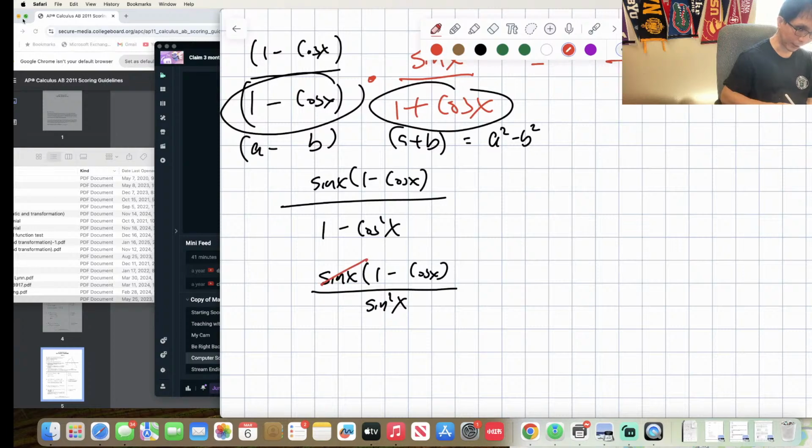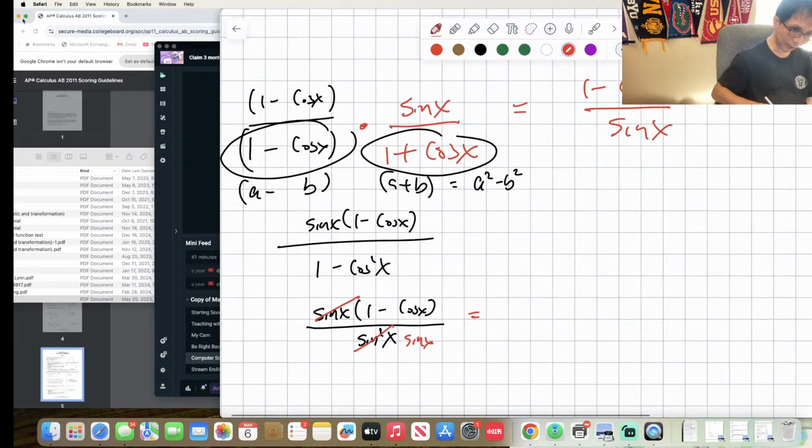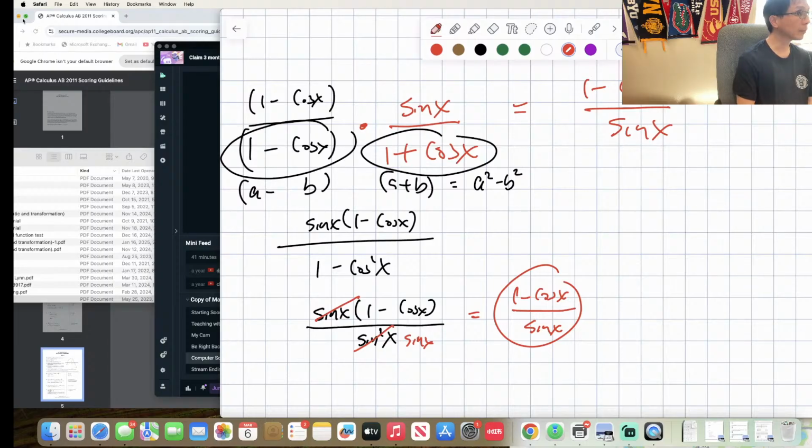Now, can I cancel one of them? And does that equal 1 minus cosine of x over sine of x? And this is a conjugate. This is where you have a loop situation. If you keep doing the wrong thing, it just keeps looping back, left side does not equal right side. But yeah, this is a situation where you have to deal with the conjugate.